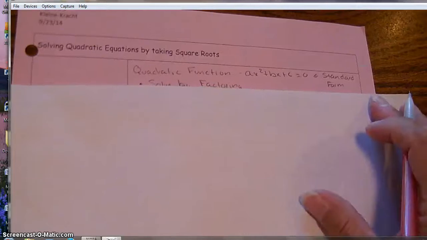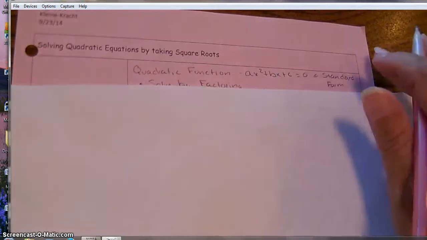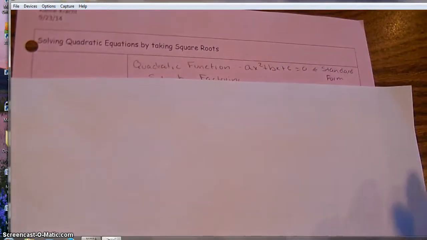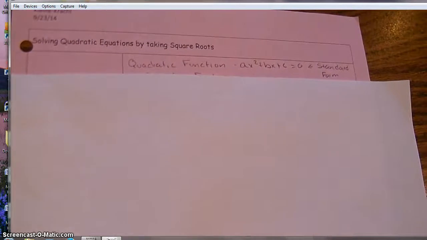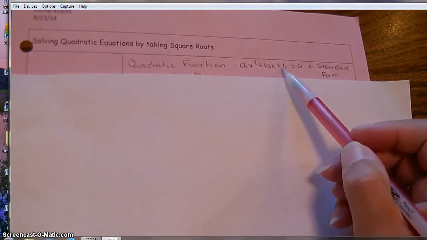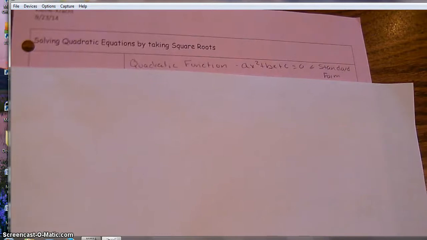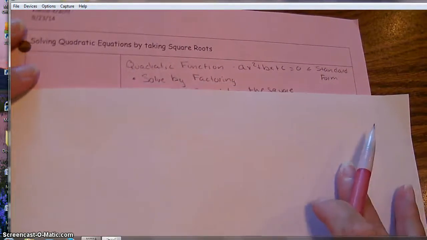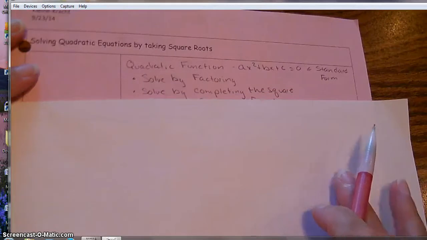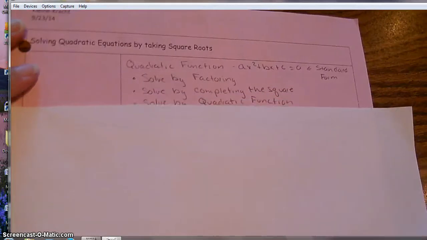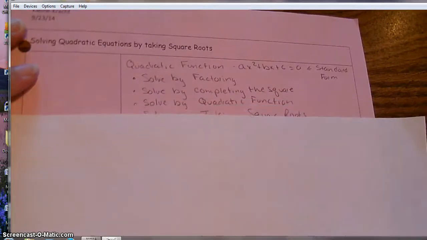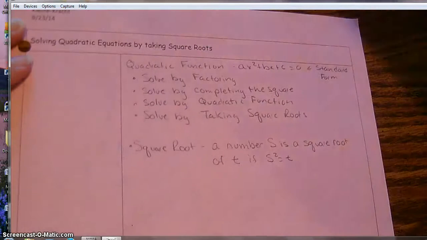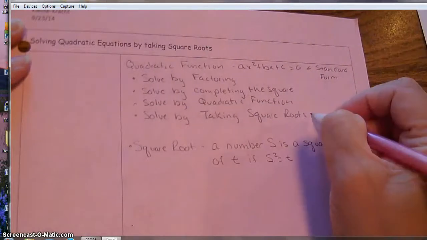Alright, today's lesson we're going to talk about solving quadratic equations by taking square roots. Just a quick reminder that the quadratic function ax squared plus bx plus c equals 0 is written in standard form. And there are 4 different ways that we can solve quadratic functions. We can solve them by factoring, by completing the square, by using the quadratic formula, and by taking square roots. And that's what we're going to do today.